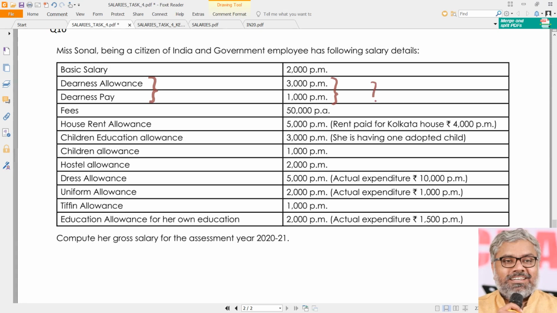The answer is, that is your choice, your assumption. If you assume that they are forming part of salary, there is no difference between dearness allowance and dearness pay. Just the names are different. There is nothing called dearness pay separately. It is given separately, but both are the same. However, when we consider it as forming part of salary, then we will include it for the purpose of computation of salary, which is required for computation of exemption of HRA.